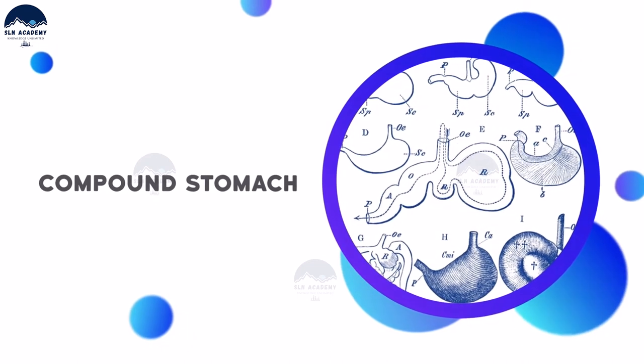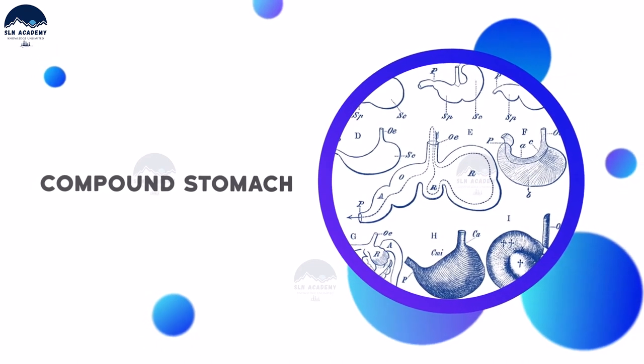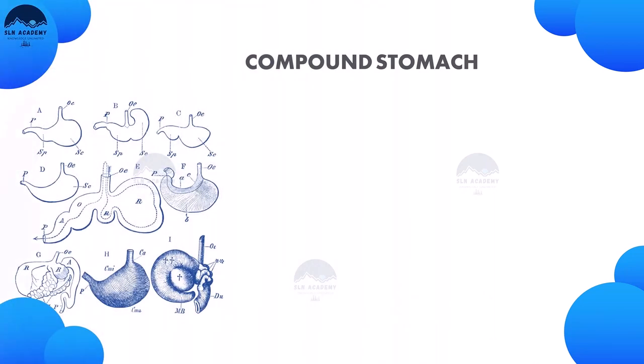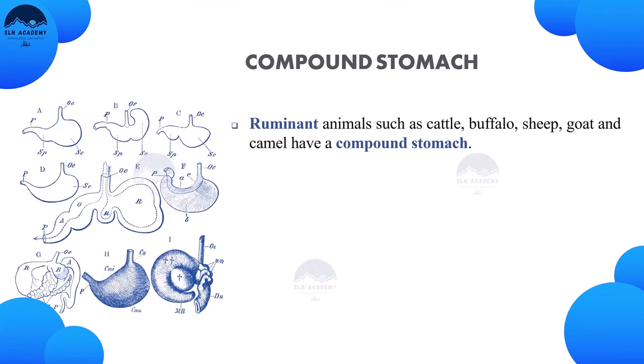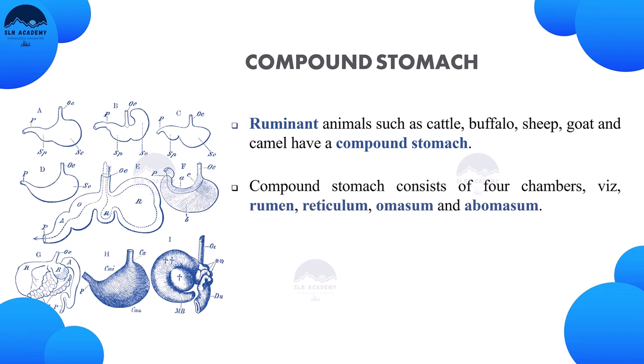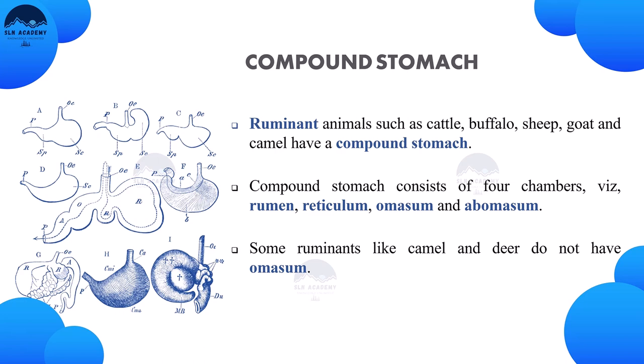Compound stomach. Ruminant animals such as cattle, buffalo, sheep, goat, and camel have a compound stomach. Compound stomach consists of four chambers. They are rumen, reticulum, omasum, and abomasum. Some ruminant animals like camel and deer do not have omasum. Rumen is the largest and first of the four chambers.